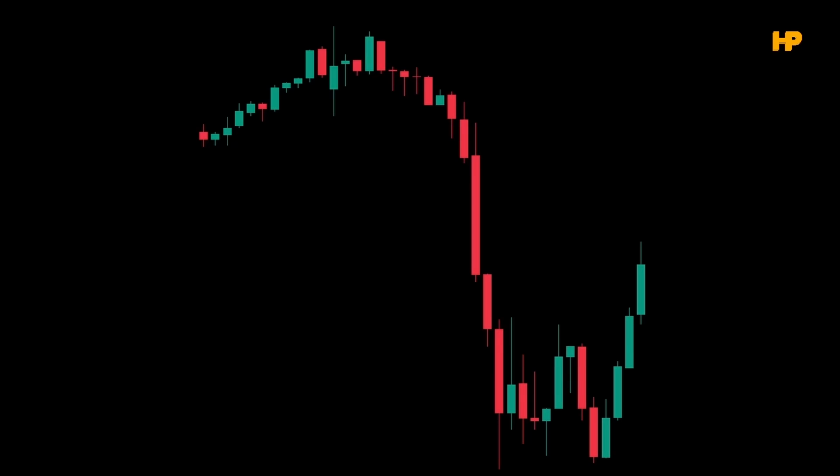RBD reversal in EUR-USD, 4-hour chart. Rally to 1.1950 in early London, base at 1.1930 to 1.1950, drop to 1.1880.